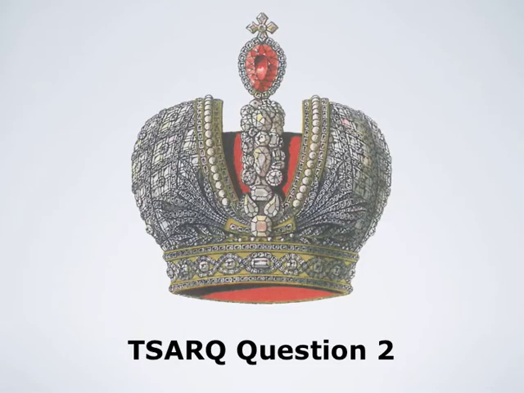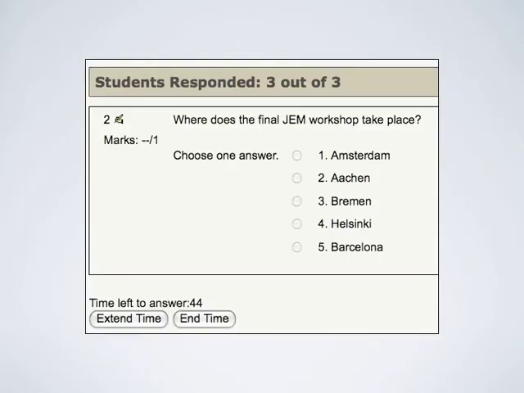Now, when everybody has responded a quiz question, I press Next to get to the next TSARQ quiz question. So here comes TSARQ quiz question number 2. And this question is, where does the final GEM workshop take place? In the beginning of this video, I already told to you where it takes place. And here the choices are Amsterdam, Aachen, Bremen, Helsinki, Barcelona.